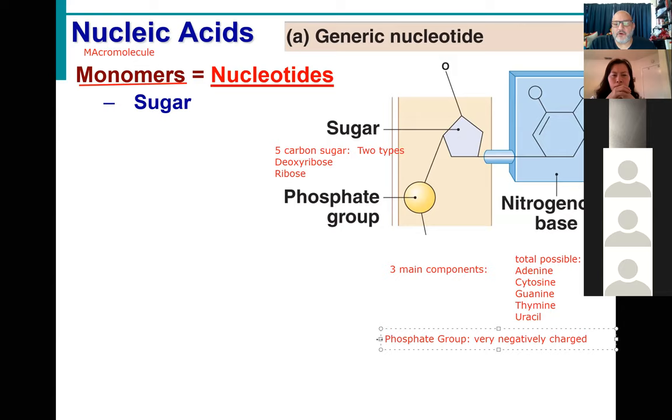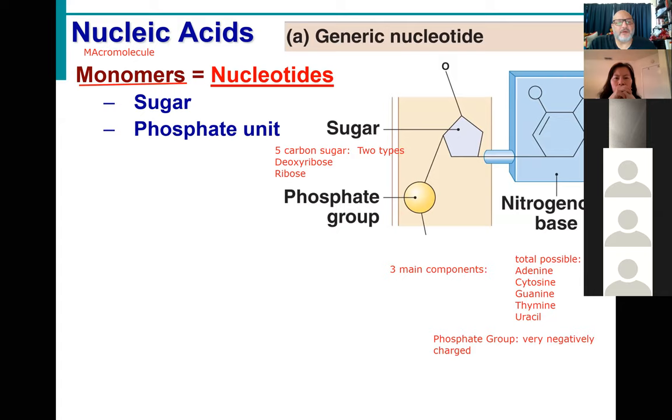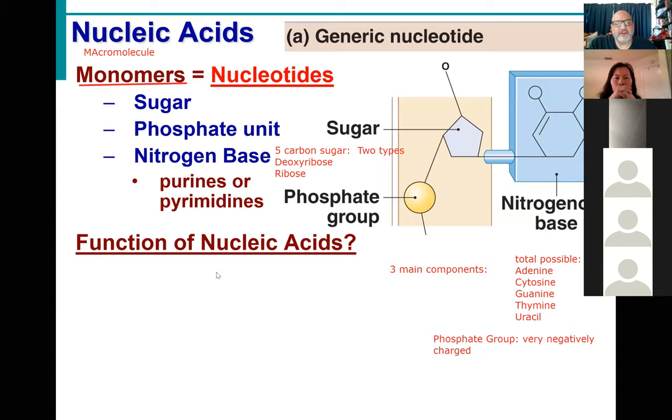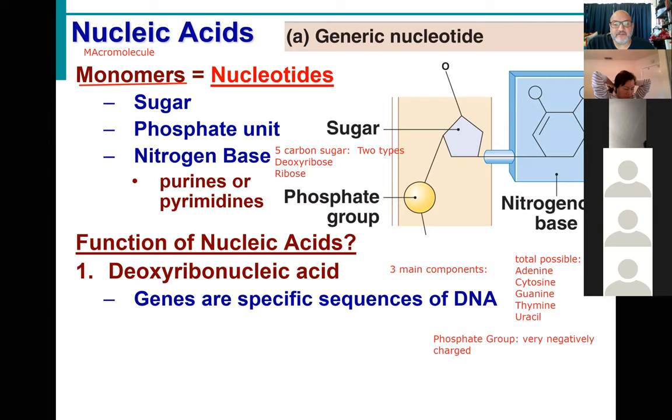Of course, what are nucleic acids important for? Replication. All right, exactly, they're important for replication. We need them for replication. We'll talk about purines and pyrimidines later. There are two different flavors of nitrogen bases. We'll talk about those later. But the function of nucleic acids is to contain all of our genetic information.